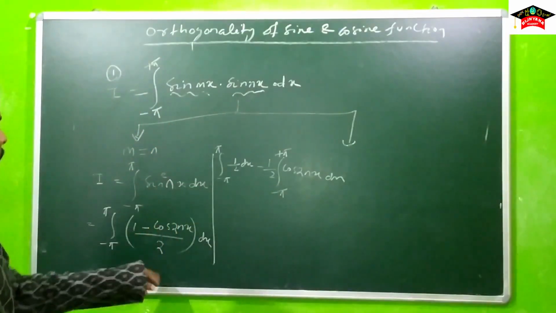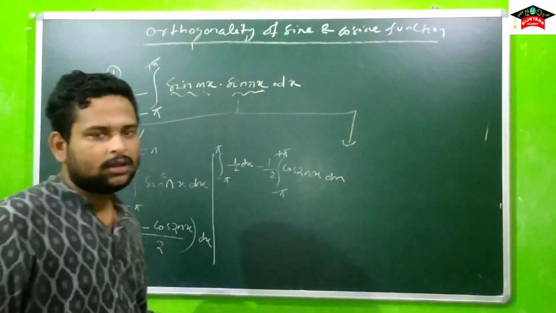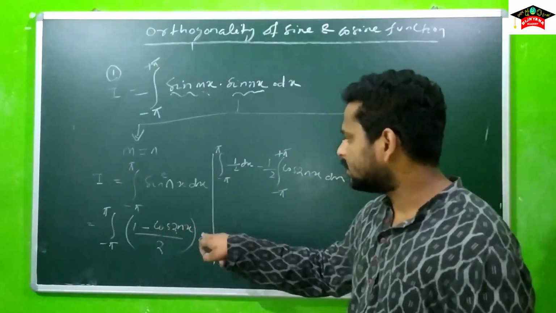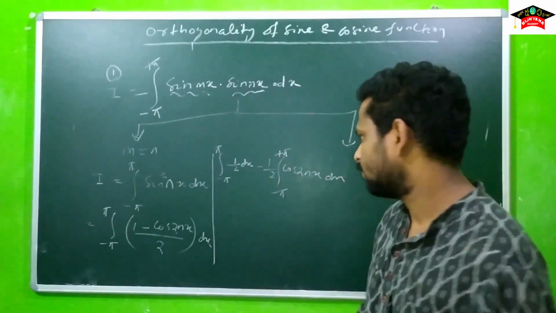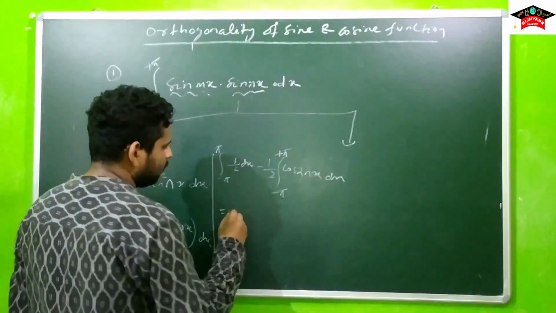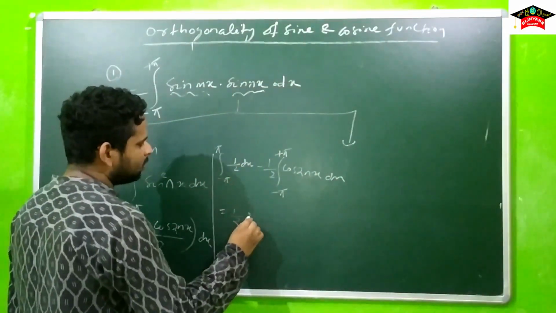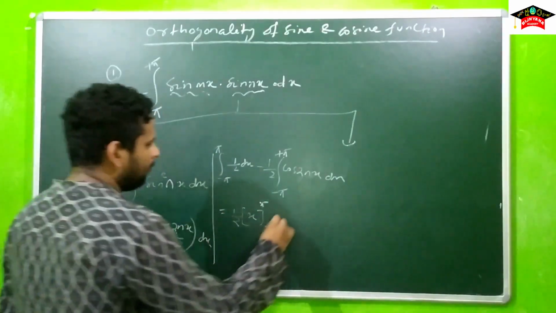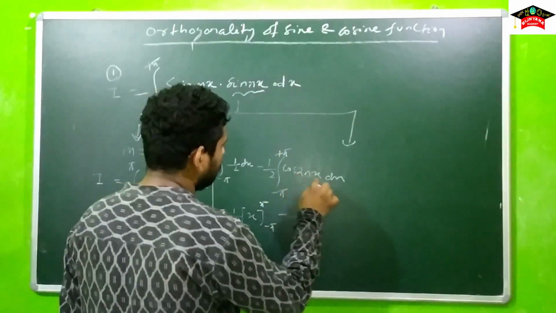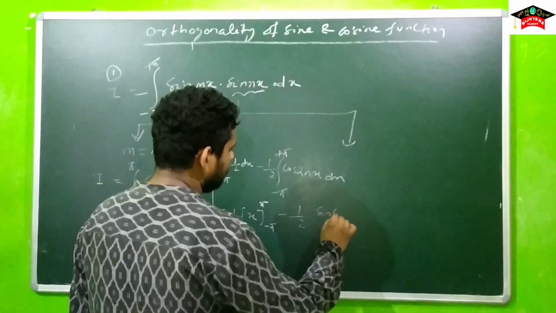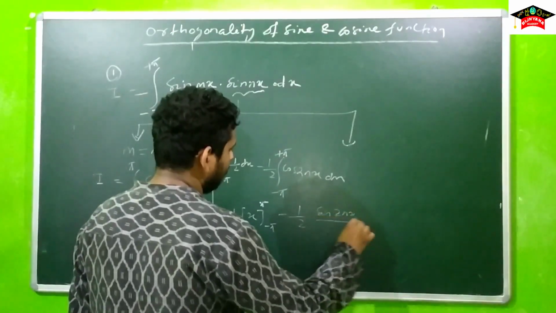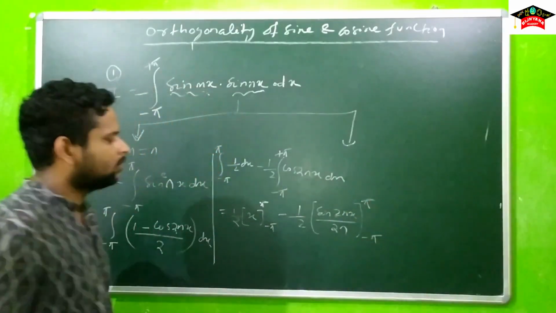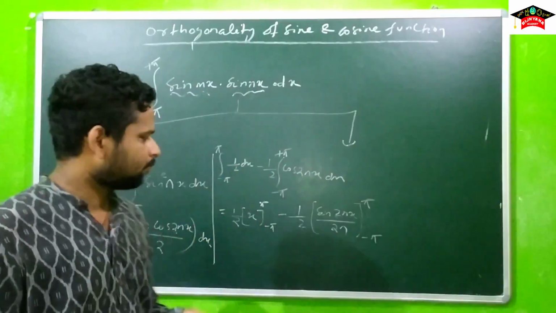So this I can split in two parts. 1 by 2 into dx is one integration, and the other integration is 1 by 2 cos 2nx dx. So the integration is split in two parts. So this is 1 by 2 and dx has the integration of x from minus pi to plus pi, minus half, and cos 2nx has the integration of sin 2nx by 2n from minus pi to plus pi. So these are the two sections of integration.